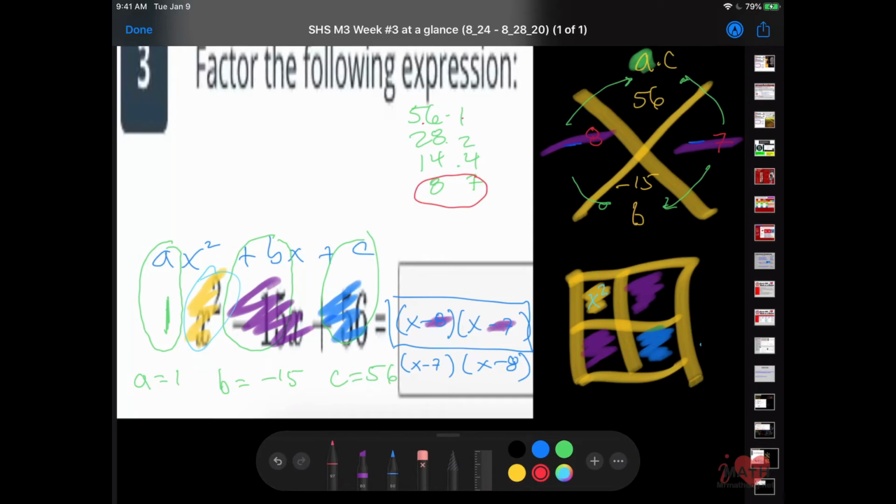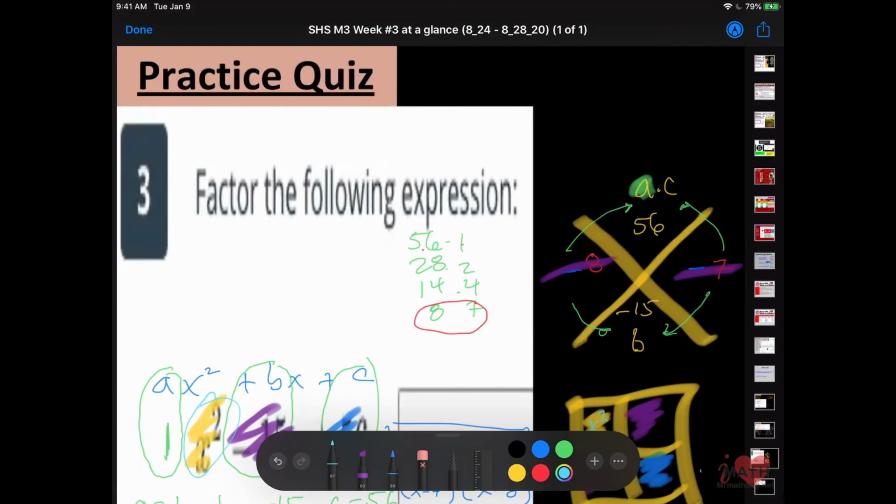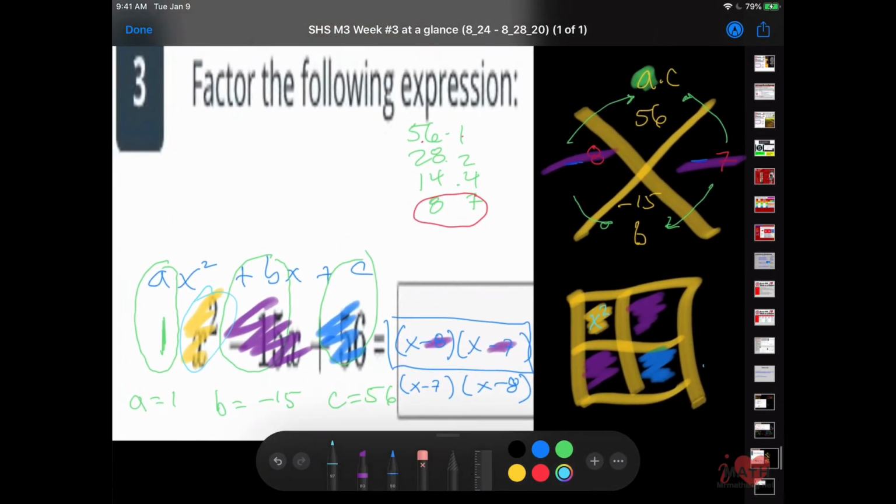The negative 8 comes, and negative 7. So pay attention, negative 8, and you have to add an x, because these two terms here, negative 7 and negative 8, are breaking up the b term, which is negative 15. And then the last one is positive 56.